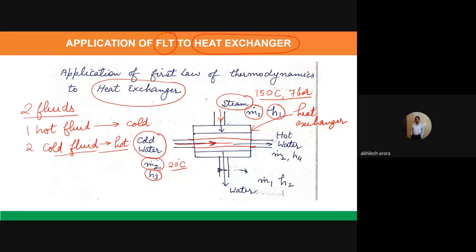This you can say is a shell. The shell has a high volume, and in between we have the tubes through which the water is passing. So it's cylindrical in shape. If you see the side view, it would look something like this. This is the tube through which the water is passing, and here the steam is flowing.